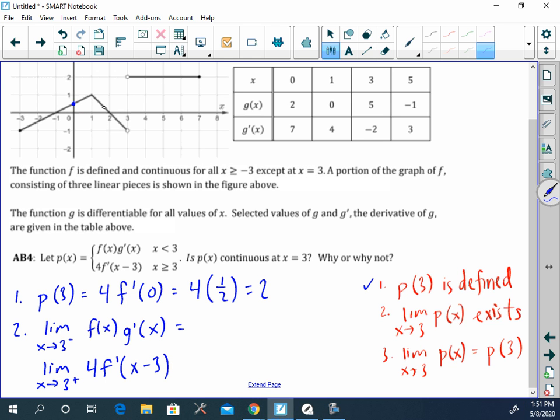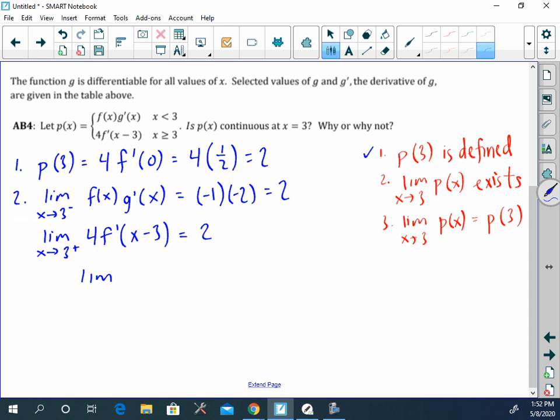So as I approach 3 from the left-hand side here, the value is getting infinitely closer to -1. So this would be -1. And then g prime at 3 is -2, so we end up with 2. So it's looking good so far because all this stuff is matching. And this one here, same idea. We plug in 3, we get f prime of 0, which we already did up here. We get 2. So then we know that the limit exists because the left and right hand limits are equivalent.